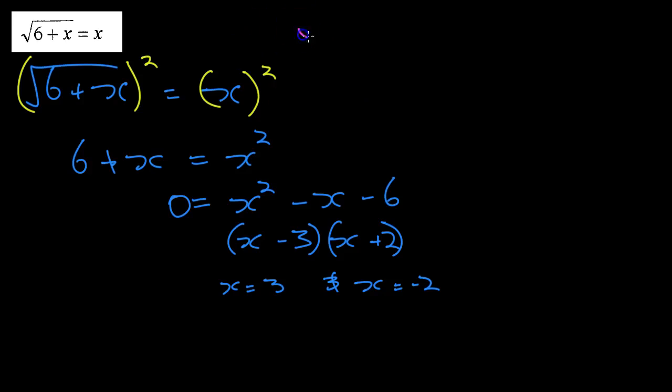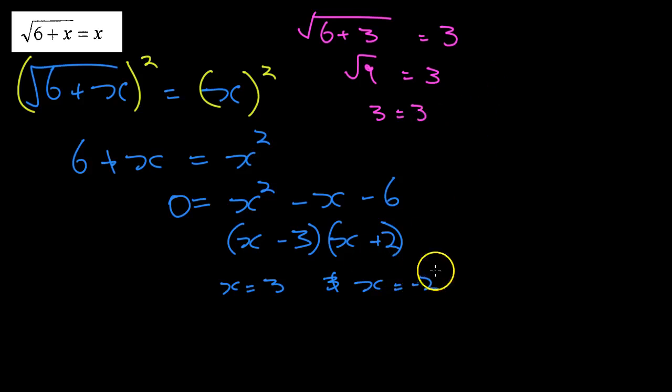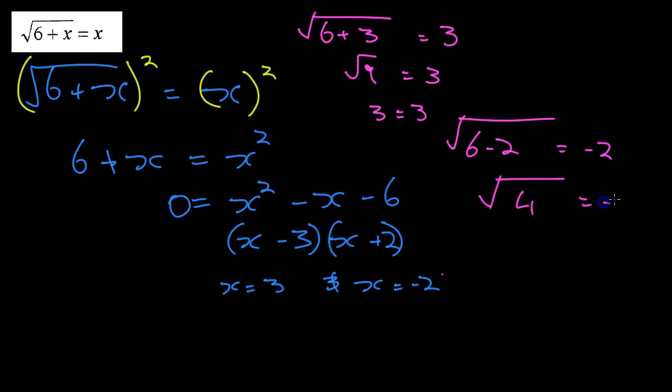Let's see if we put x equals 3 in over here and over here, will this equation really balance? Root of 9, is the root of 9 equal to 3? Yes it is. Let's verify the second one. Square root of 6 minus 2, is that really equal to negative 2? Square root of 4, is that equal to negative 2? No. Square root of 4 is positive 2, not equal to negative 2.